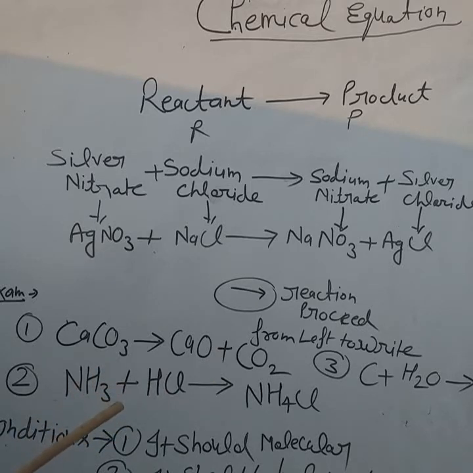The second example is of two reactants giving one product. Here two reactants react with each other and give one product. Ammonia reacts with hydrochloric acid, HCl, and gives NH4Cl, ammonium chloride.